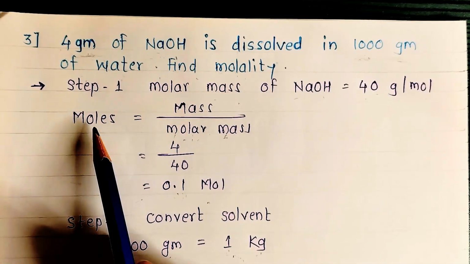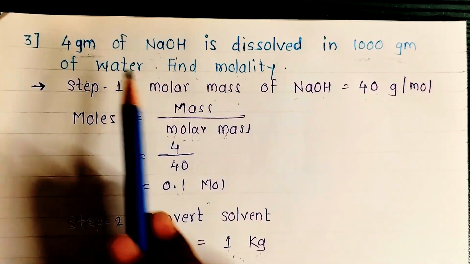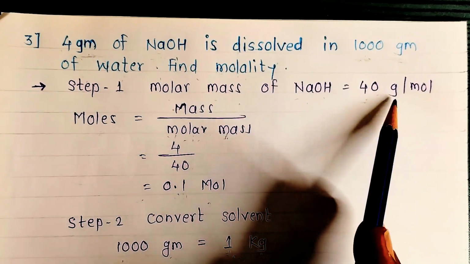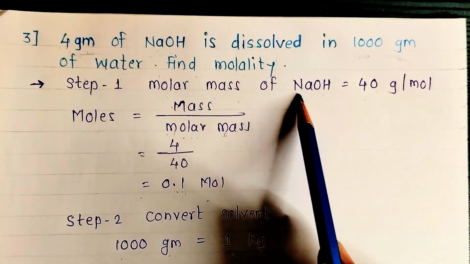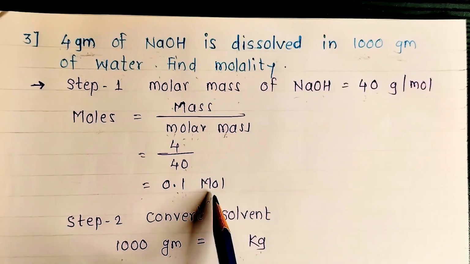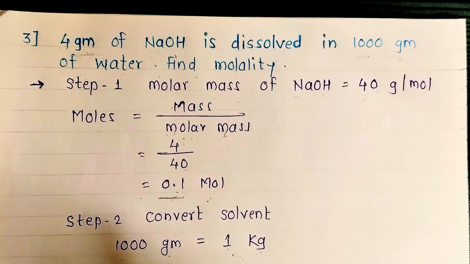So what is the formula to calculate number of moles? Mass upon molar mass. What is the mass? That is 4 gram. What is the molar mass? Molar mass of NaOH is 40 gram per mole. Means mass is 4 and molar mass is 40. So 4 upon 40, that means 0.1 mole. Number of moles is 0.1. So we get the number of moles.